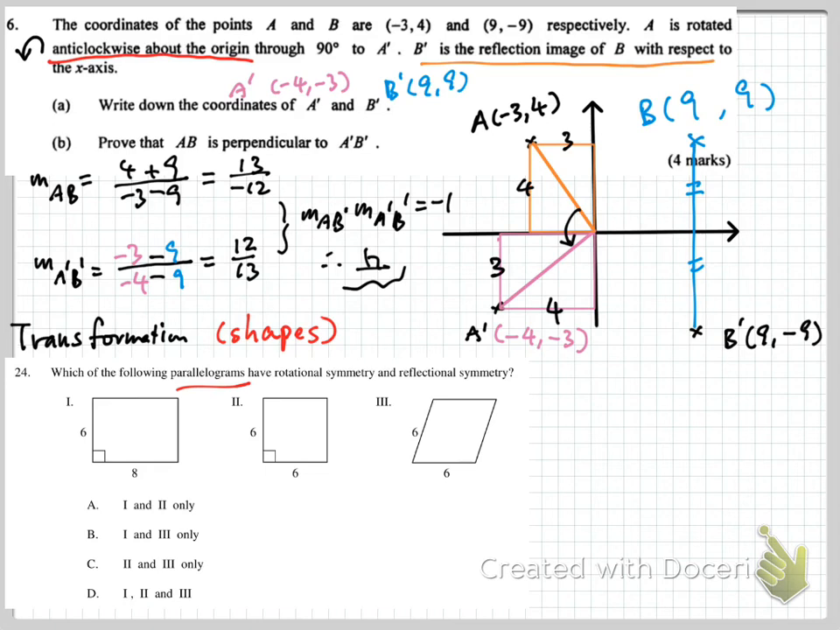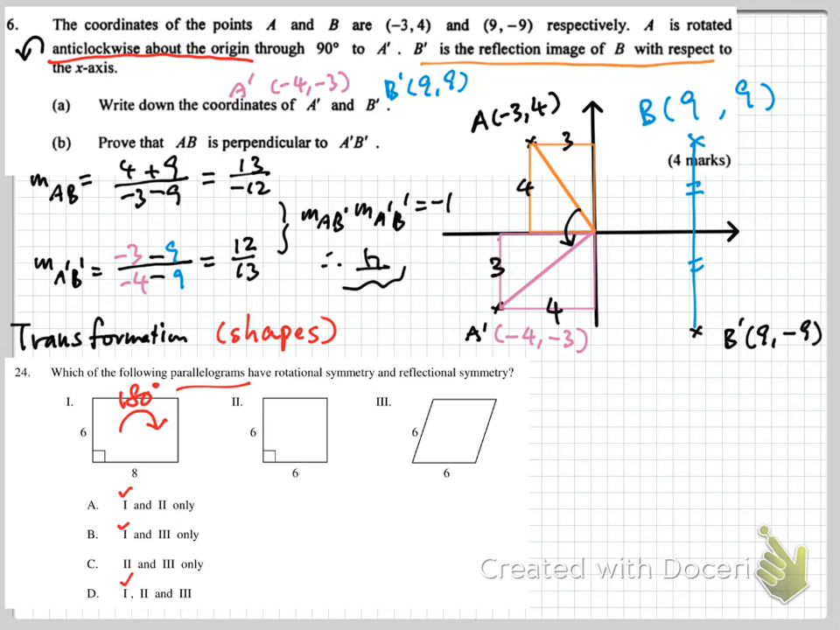For the rectangle, we have two axes of reflectional symmetry. You can reflect this one. The other axis of reflection is this one. But never mind, we just need one. One is enough. So that is a reflectional symmetry for the first one. How about rotational? There is a rotational symmetry, because if you rotate this by 180 degrees, it goes back to the same rectangle. So there's a twofold rotational symmetry. So number one has both reflectional and rotational symmetry.